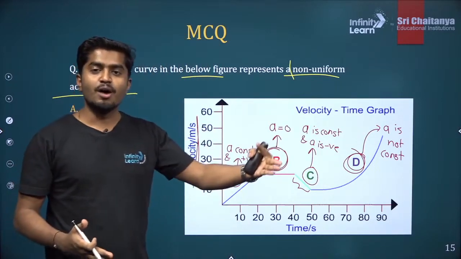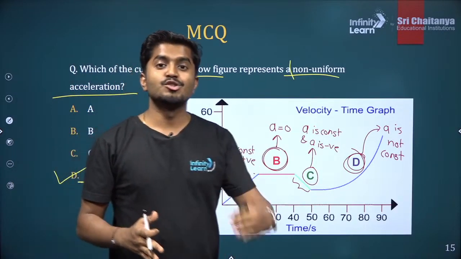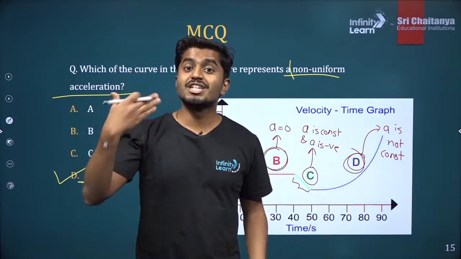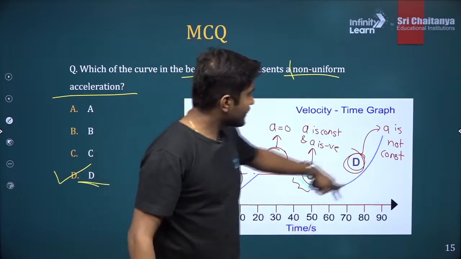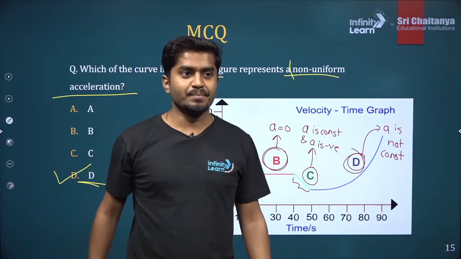Retardation is different from non-uniform motion. Non-uniform means it is not constant. It will change with time. You see here, for this graph D, acceleration is changing with time. Clear?